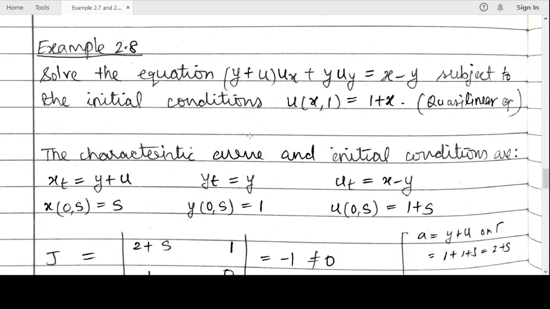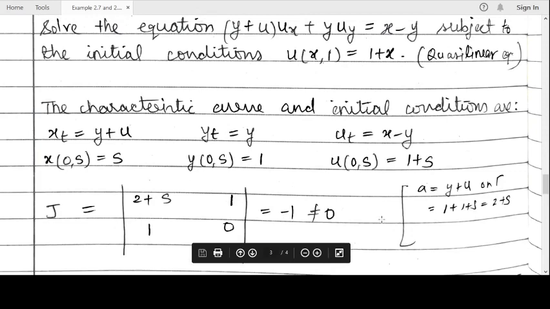Now we will see another problem, example 2.8. Solve the equation (y plus u) u_x plus y u_y equal to x minus y, subject to the initial condition u at (x, 1) equal to 1 plus x. Again we write the characteristic equations: x_t equal to y plus u, y_t equal to y, u_t equal to x minus y. Initial conditions are x at (0, s) equal to s, y at (0, s) equal to 1, u at (0, s) equal to 1 plus s.